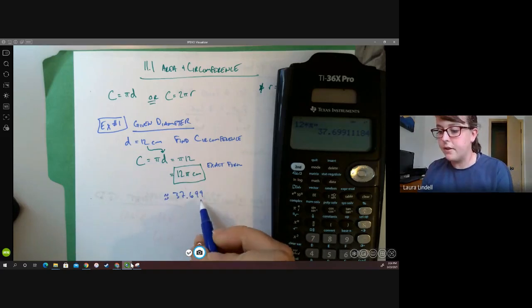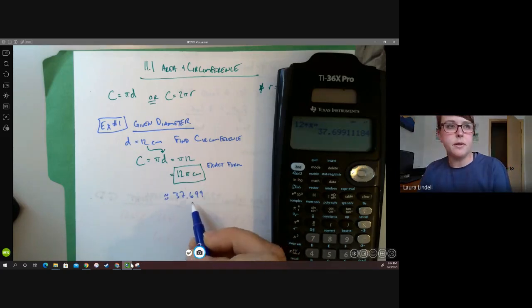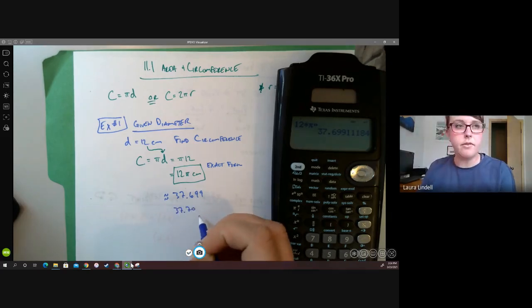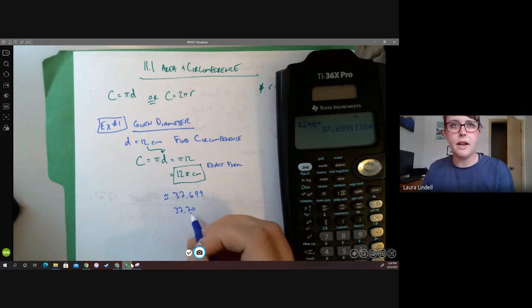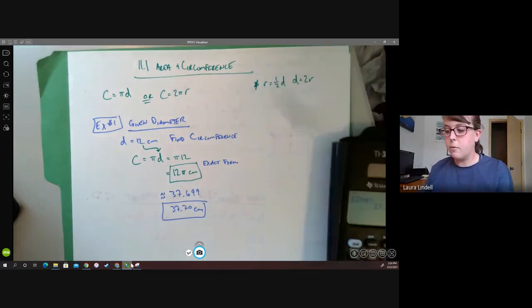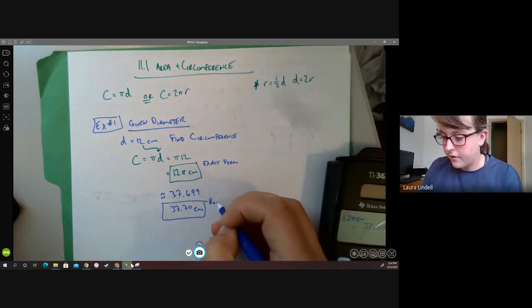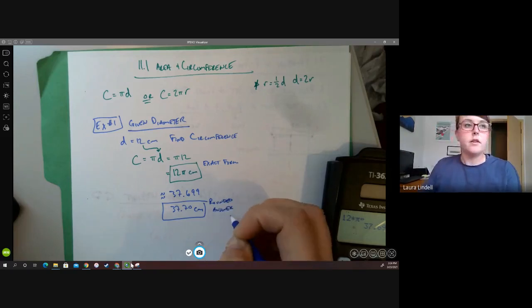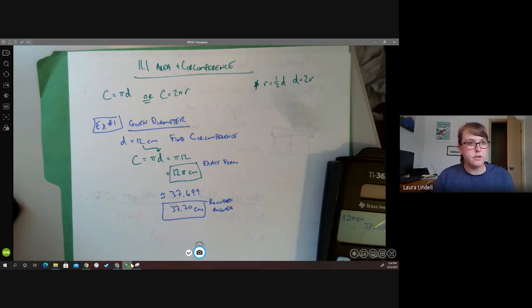Or if I'm rounding it to the nearest 2 decimal places, nearest hundredth, that would be 37.70, which is oftentimes what you'll be asked to round to, either the nearest tenth or the nearest hundredth. So this is also the answer to that same question. It's just a rounded answer. So whichever answer you choose to use, it depends on what you were asked for in the problem. Okay. So that's how we do it if we're given the diameter.